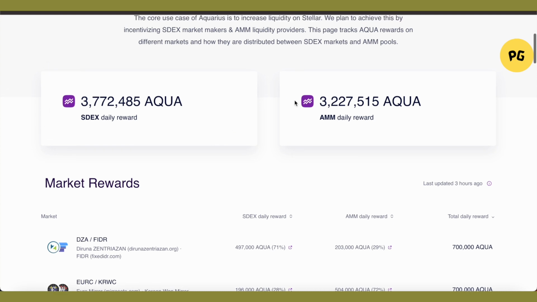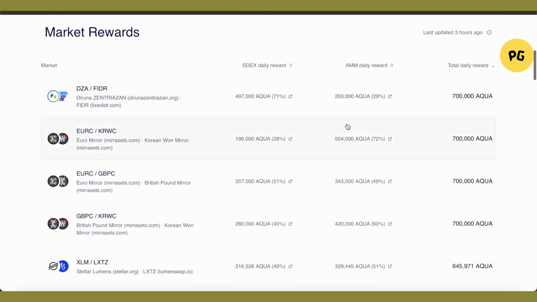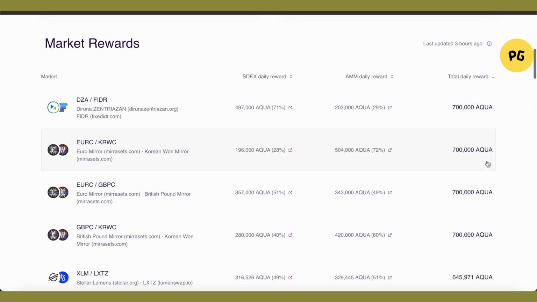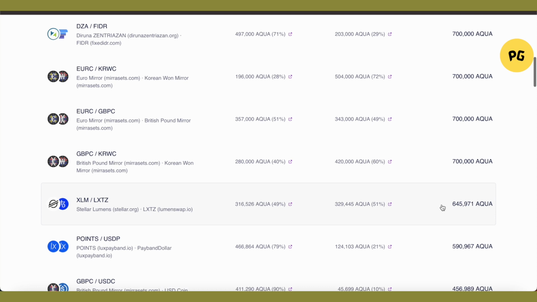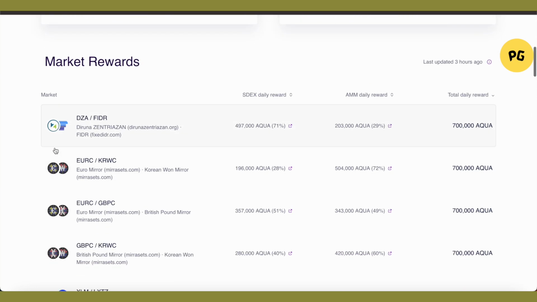These rewards are divided as per some formula which has been initiated recently. When you scroll down in the reward section, you will find different pairs, with Stellar decentralized exchange rewards on one side and automated market maker rewards on the other. The total rewards are also shown, and you can earn them by participating in the SDEX or AMM of these particular pairs.